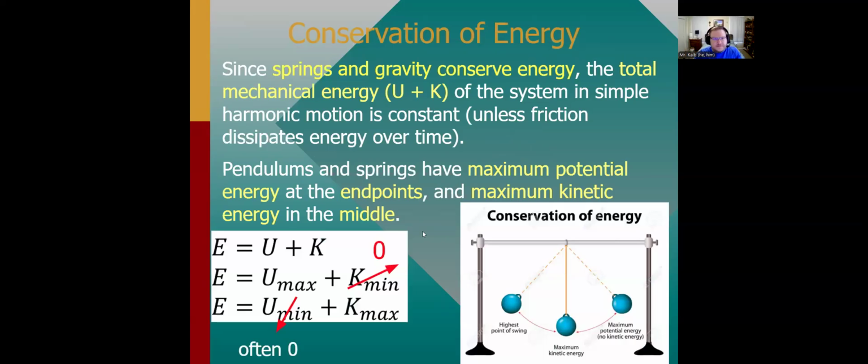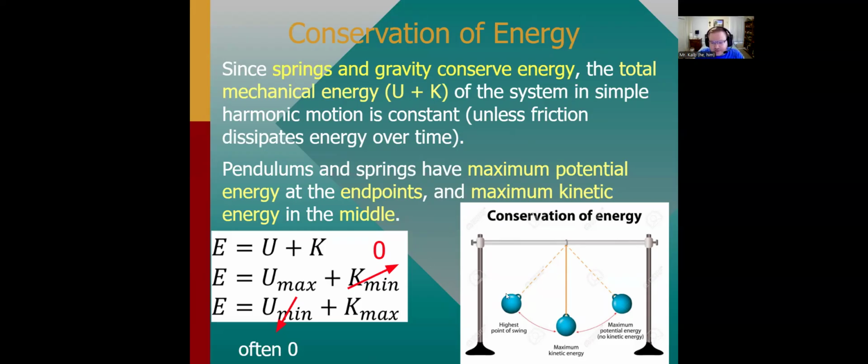All right. Since springs and gravity conserve energy, they're both examples of conservative forces. The total mechanical energy of a system in harmonic motion is constant unless something like friction on a rough surface that the mass is sliding back and forth on, or significant air resistance that it's oscillating through, dissipates energy over time. Pendulums and springs have maximum potential energy at the endpoints.